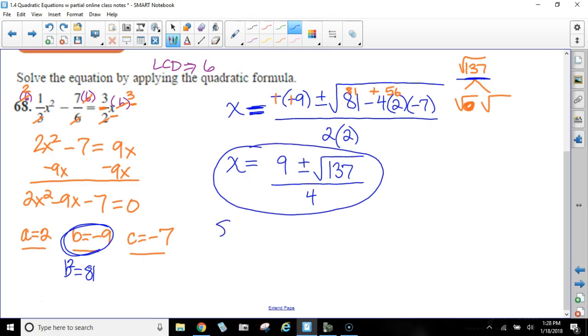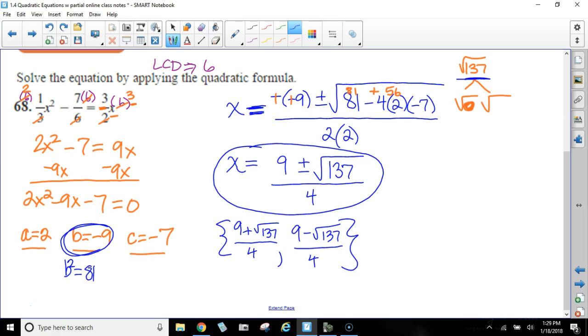Now, writing that as a solution set, it's going to be 9 plus the square root of 137 over 4, and 9 minus the square root of 137 over 4. And of course, you could write that more compactly with the plus and the minus. Again, this time we do have conjugate pairs, but those are irrational conjugate pairs. Those are real numbers.